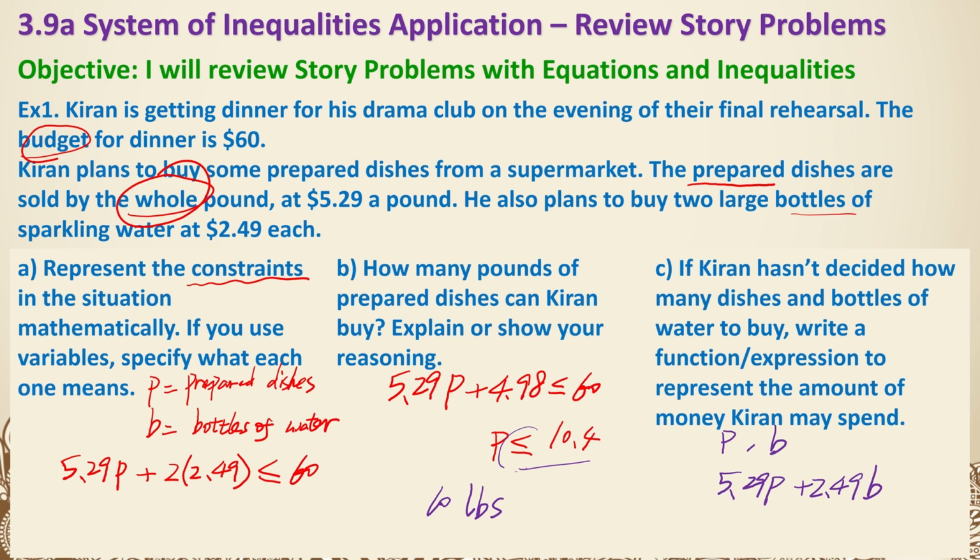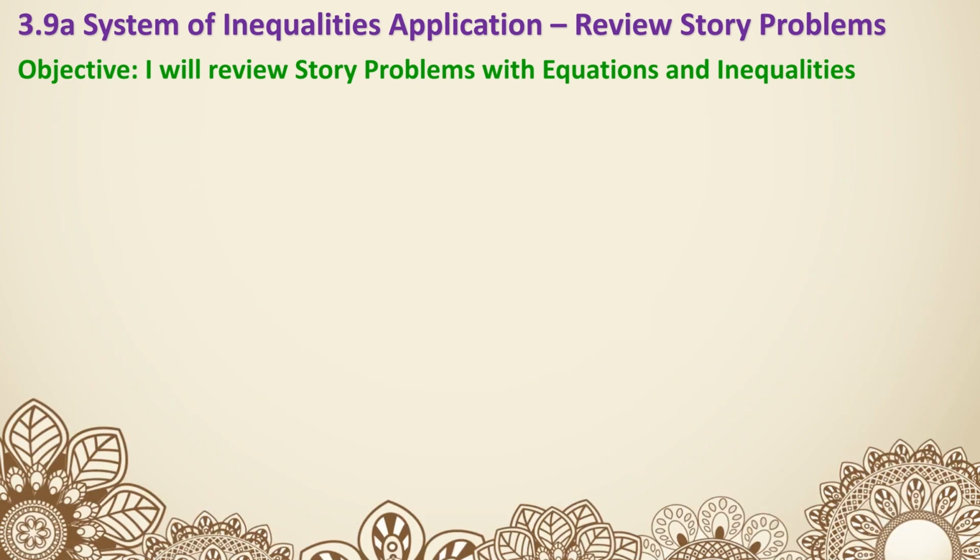water. And then since we're writing a function, it's about money, so let's use M. And since it involves both variables, the P and the B, we're going to put them inside parentheses, P, comma, B. And that's how we represent the amount of money. There you go, that's example 1.